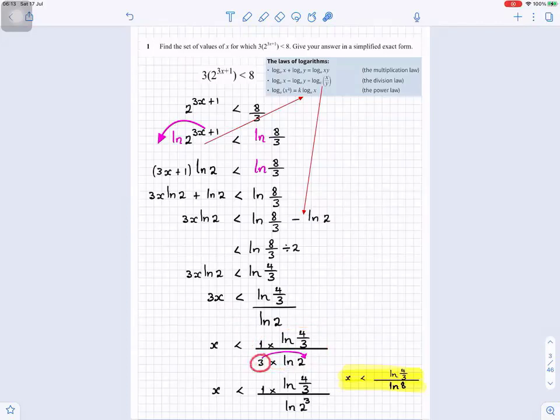And this 3 can go to the front using the power law. So it becomes ln 4 over 3 divided by ln 2 cubed. 2 cubed is 8. So x is less than ln 4 over 3 divided by ln 8.